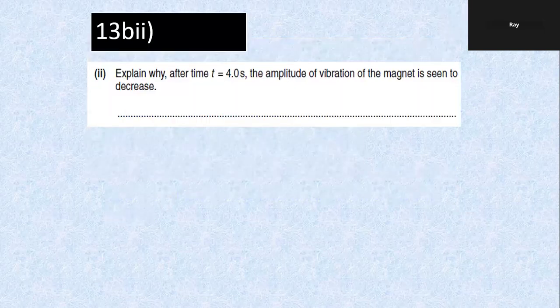Explain why after 4.0 seconds, the amplitude of vibration of the magnet is seen to decrease. Because of light damping. What causes a light damping?